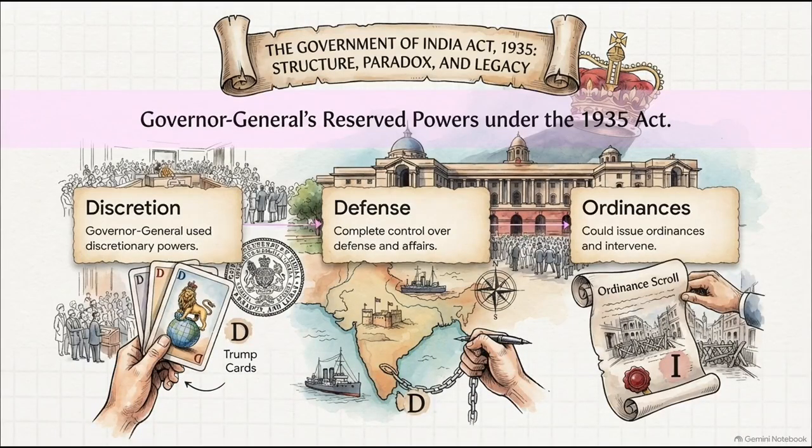The Governor-General could use discretionary powers, invoke special responsibilities, keep a tight grip on defense and external affairs, issue ordinances on a total whim, and just intervene in emergencies whenever they saw fit. At the end of the day, ultimate authority sat squarely with the British, not with elected Indian representatives.